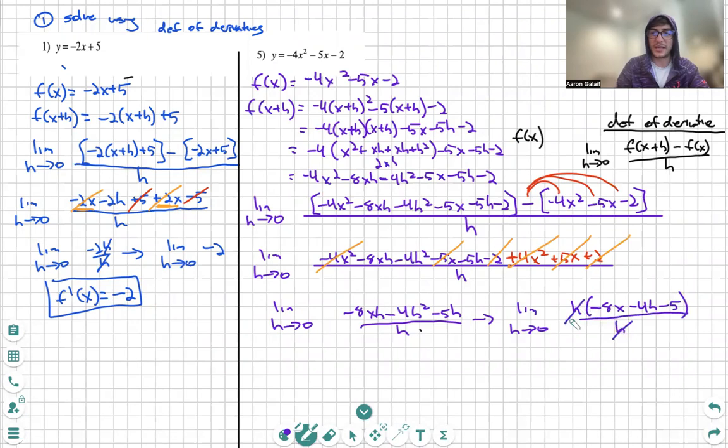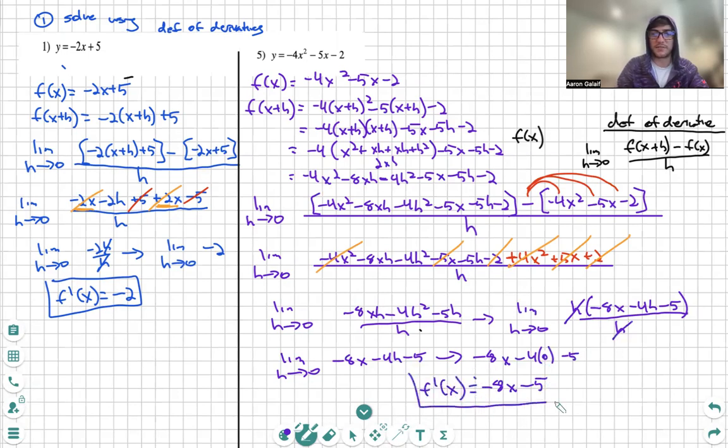The h will now cancel. Let's rewrite, clean up. H approaches 0. No more denominator. Therefore, I can properly apply this 0 and plug it in. Negative 8x minus 4 times 0 minus 5 turns into negative 8x minus 5 as the answer, as f prime of x, solving using the definition of the derivative.